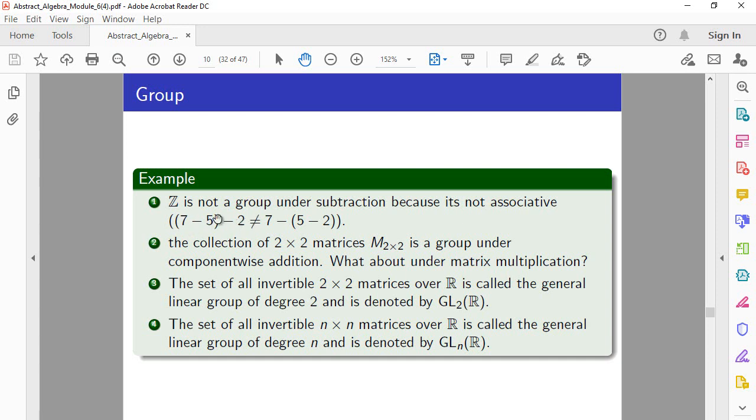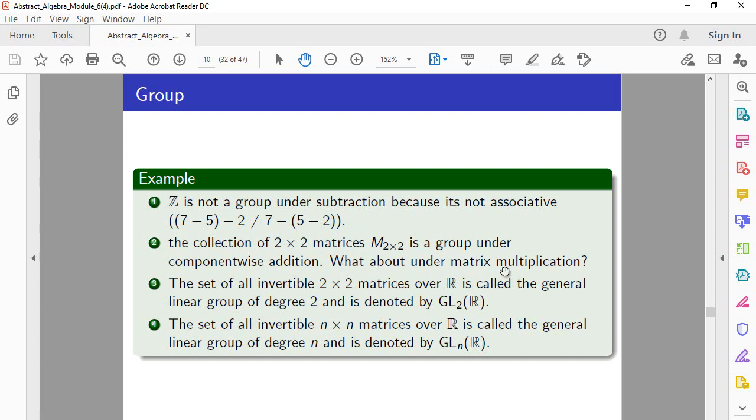So on the left hand side I have 0. Now if I put the parentheses around 5 and 2, then 5 minus 2 is 3, and 7 minus 3 is 4. So that's not the same as 0. So you can see that subtraction is not associative. So Z is not a group under subtraction. If I look at M22, that is the collection of 2 by 2 matrices, and the set of 2 by 2 matrices is a group under component-wise addition.